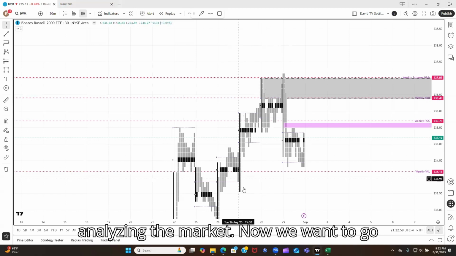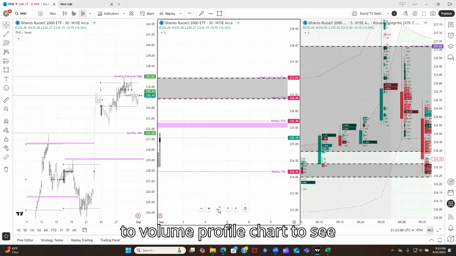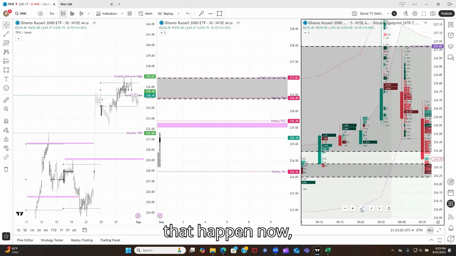After analyzing the market, now we want to go to the volume profile chart to see that happen now.